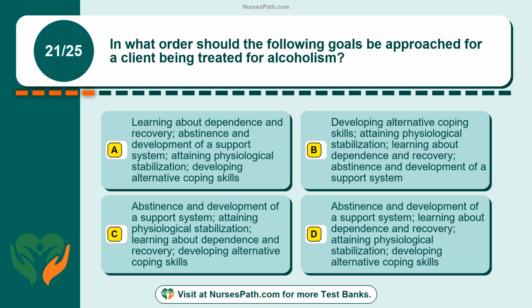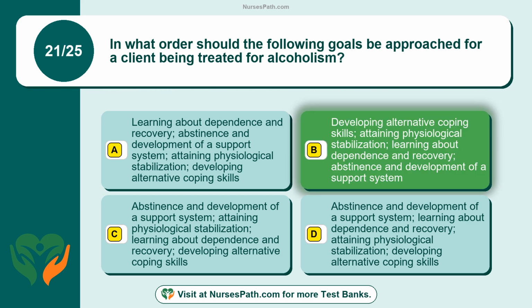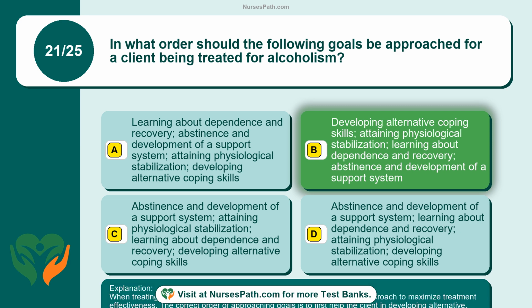Abstinence and development of a support system, learning about dependence and recovery, attaining physiological stabilization, developing alternative coping skills. The correct answer is option B. Developing alternative coping skills, attaining physiological stabilization, learning about dependence and recovery, abstinence and development of a support system. When treating a client for alcoholism, it is important to follow a structured approach to maximize treatment effectiveness. The correct order of approaching goals is to first help the client in developing alternative.